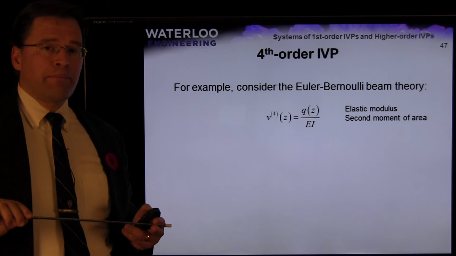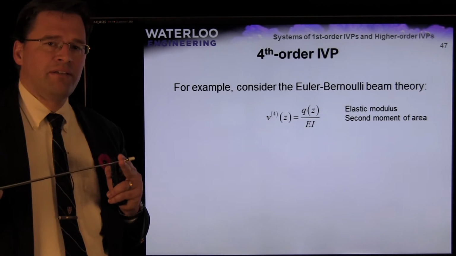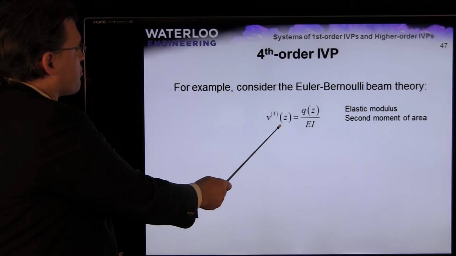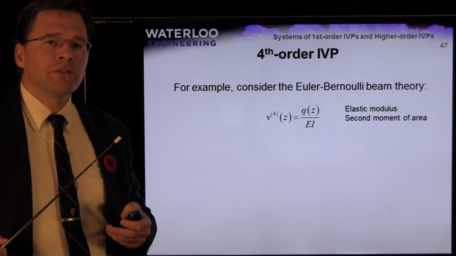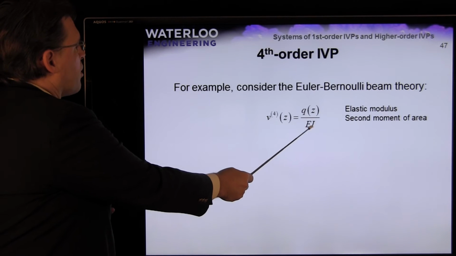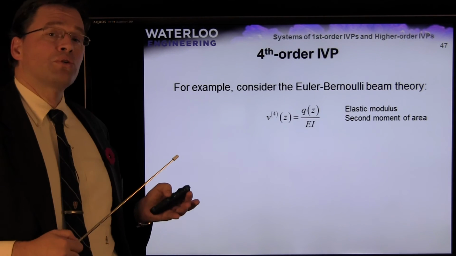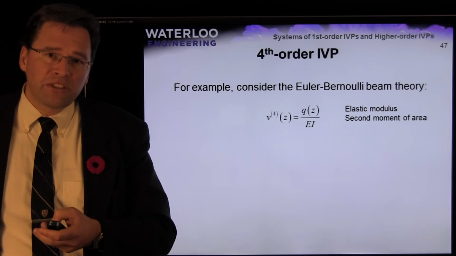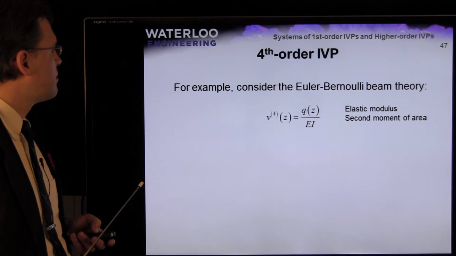So let's, as an example, look at the Euler-Bernoulli beam theory. This says that the fourth derivative is the pressure on the system in that dimension over the elastic modulus and the second moment of area. Again, as long as those two are constant. The equation is slightly more complex if these are also varying over time, or over z.